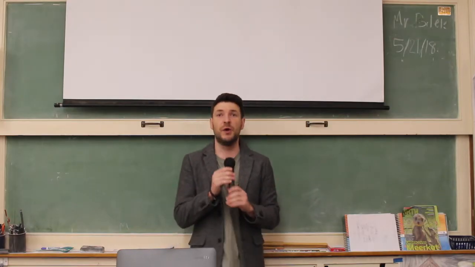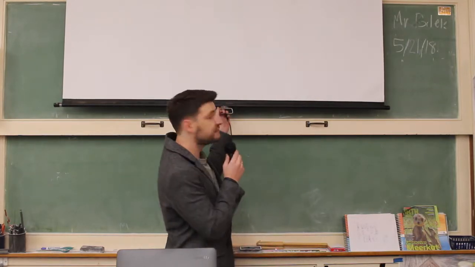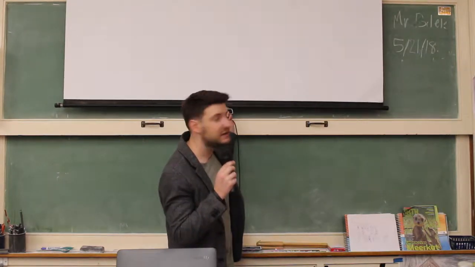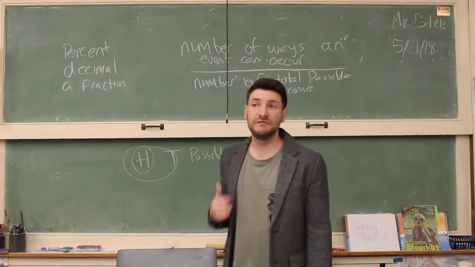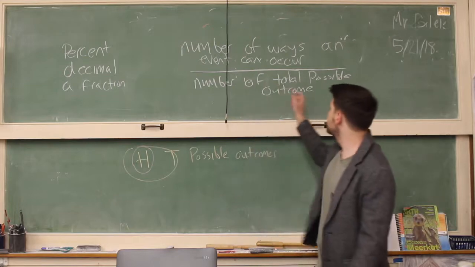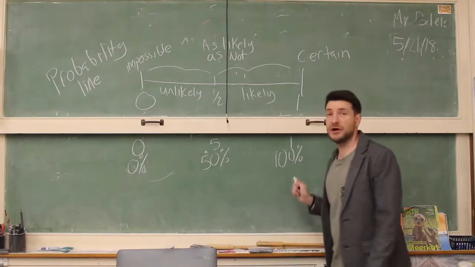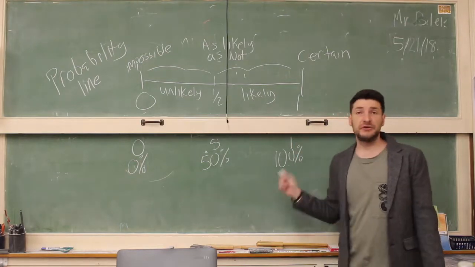Today we're talking about the wonderful chance of probability, happening or not happening. Here's our formula for probability: the number of ways an event can occur over the number of total possible outcomes. Every single possible outcome you can have comes down to a probability line.